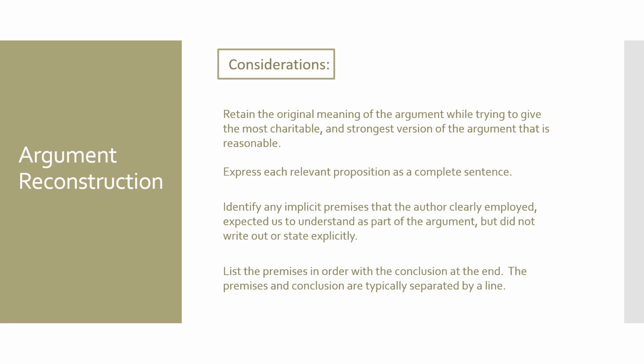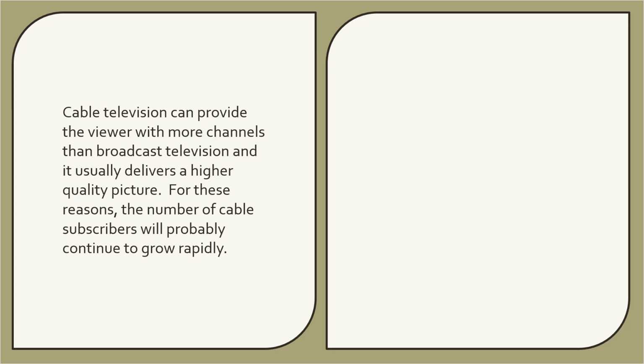And then finally, we're going to list this. And quite literally, you just list it, premise 1, premise 2, and so on, in order with the conclusion at the end. And these are typically separated by a line. So we have our list of premises, and then you draw a line, and then you put your conclusion underneath it. So these are the basic considerations that you have when you're reconstructing an argument. Keep these in mind as we go through this, and what we'll do now for the rest of this video is walk through a handful of examples.